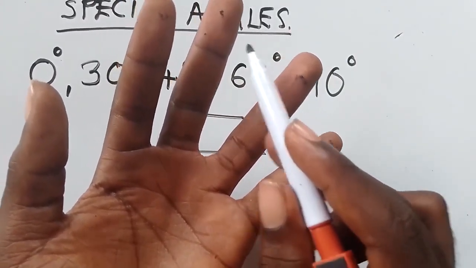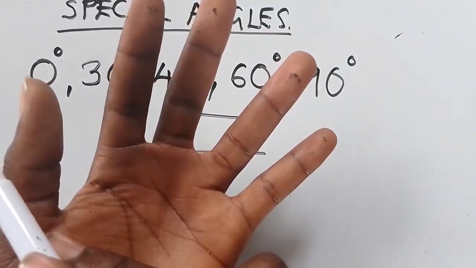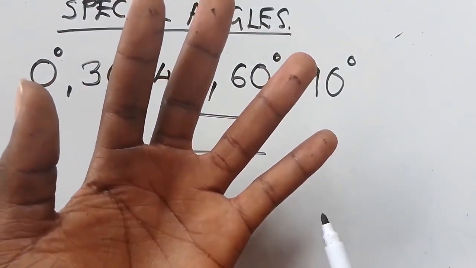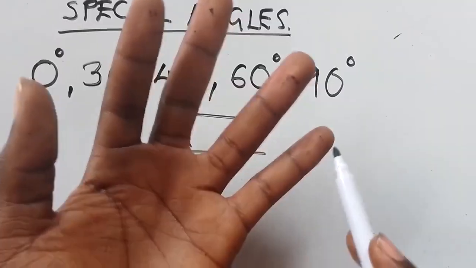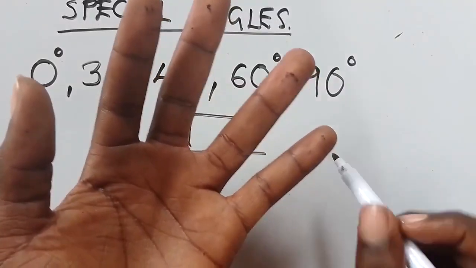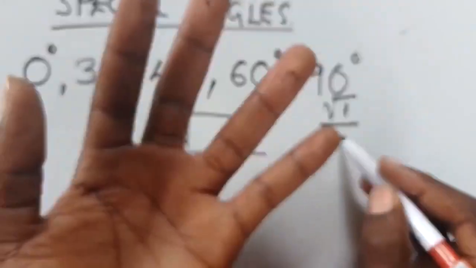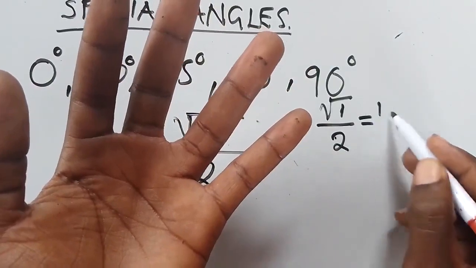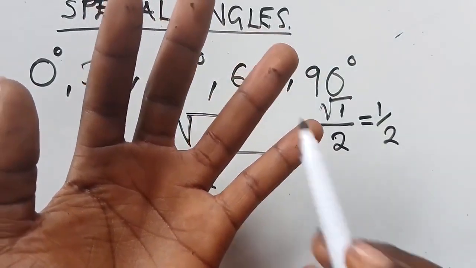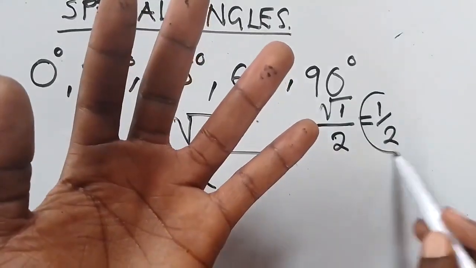I told you that going this side, it is cos. Then this side is sine. So this is 30. How many fingers am I having here? Going this side, only 1. So it is root 1 over 2. Like I told you. So here it's 1 over 2. So sine 30 is 1 over 2.